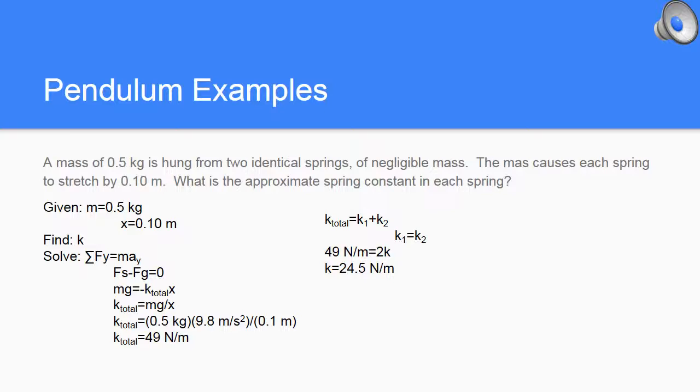And so then, since our springs are equal, we can solve for the total spring constant as the total spring constant equals 2k. And so we're going to plug in our total spring constant, which is 49 newtons per meter, and we're going to divide it by 2, and that's going to equal the spring constant for each individual spring. And the spring constant for each individual spring equals 24.5 newtons per meter.